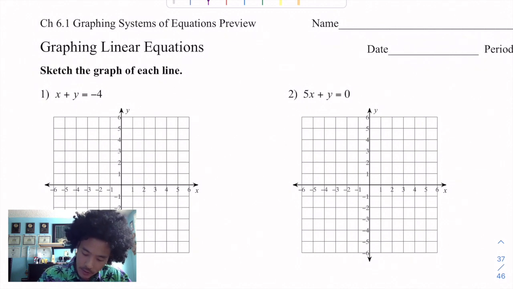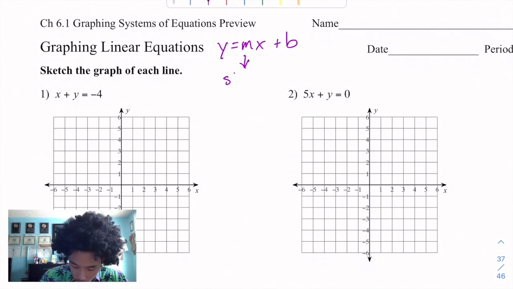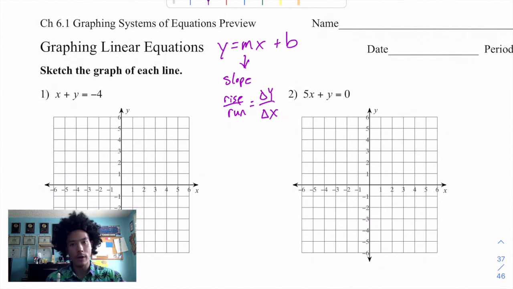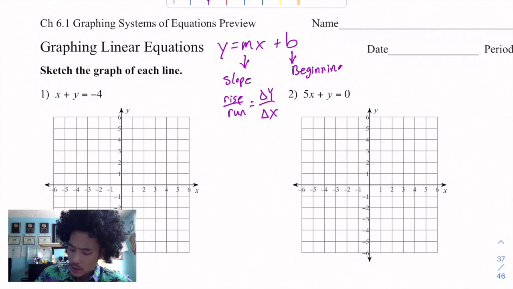But anyways, just a reminder, y equals mx plus b. Your m is your slope, that's your rise over run, basically your change in y and your change in x. Rise is up and down, the y values, and run is left and right, the x values. Your b basically means beginning. That kind of helps a lot of students out. That's where you have your y-intercept.